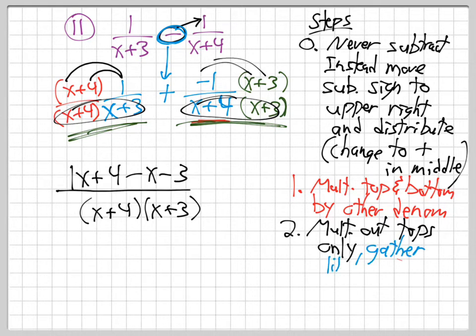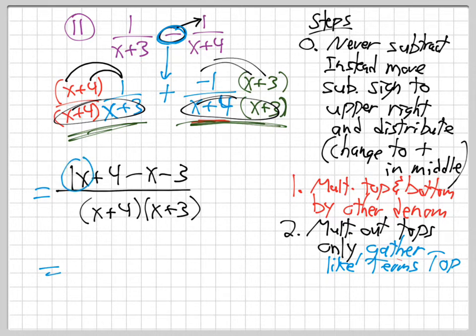Multiply out the tops only and gather like terms in the top. So what happens in the top? We're going to gather like terms now.